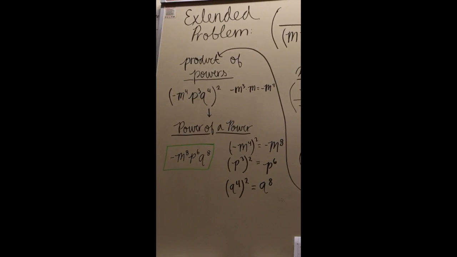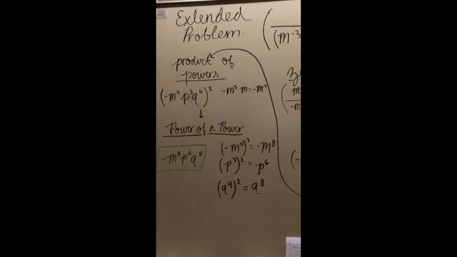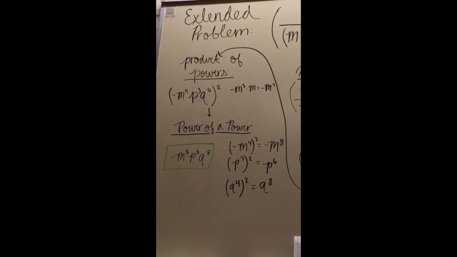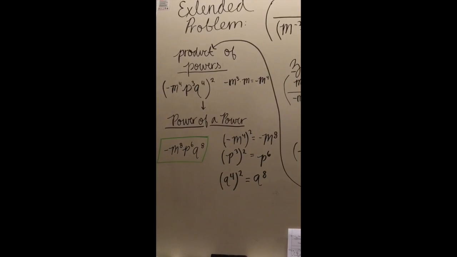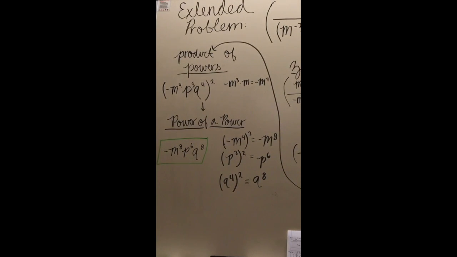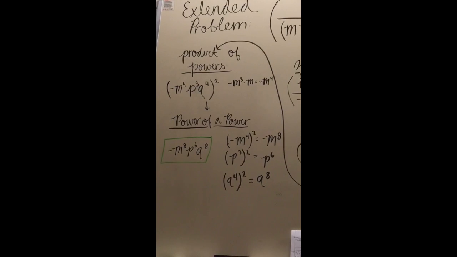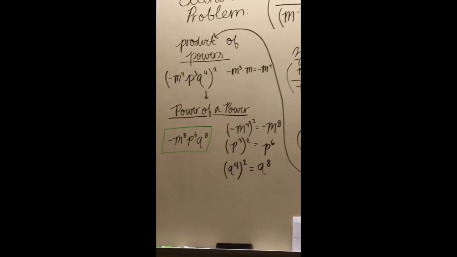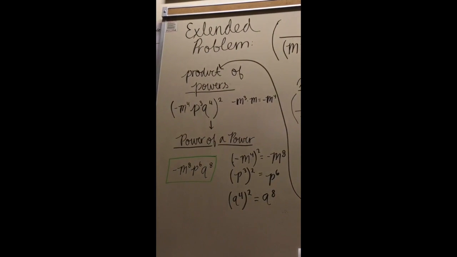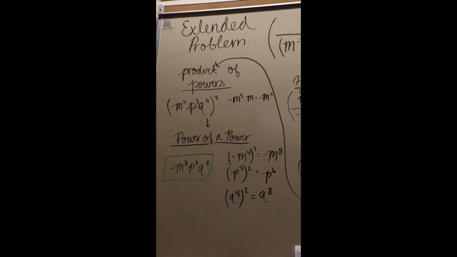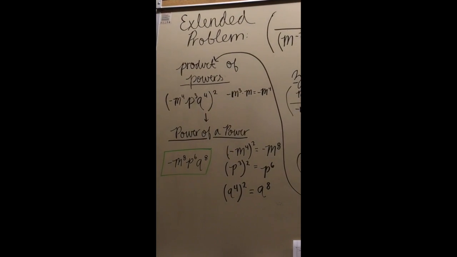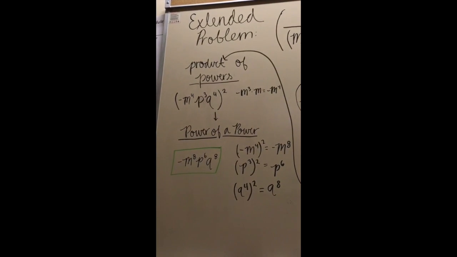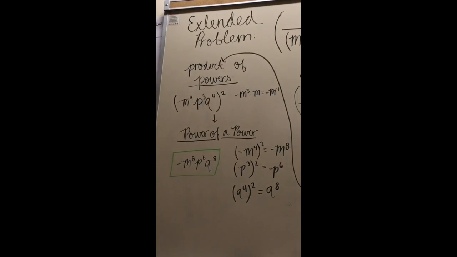And then we go to the power of a product, which is the parentheses negative m to the 4 in parentheses to the 2, which is equal to negative m to the 8. And then we have in parentheses p to the 3 and then to the 2, which is equal to p to the 6. And then we have in parentheses q to the 4 to the 2, which is equal to q to the 8. And so as our final product, we have negative m to the 8, p to the 6, and q to the 8.